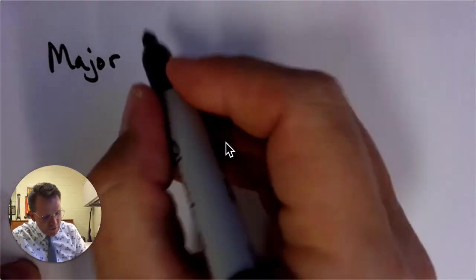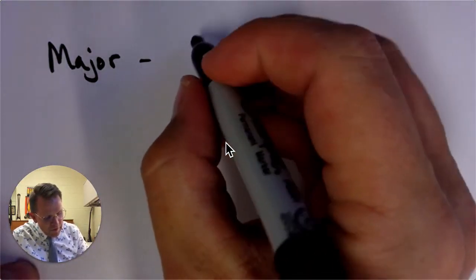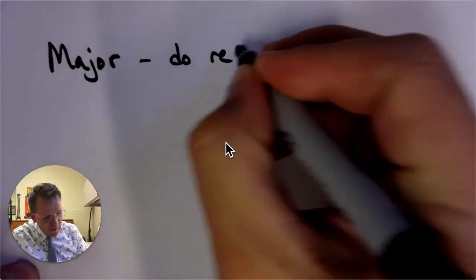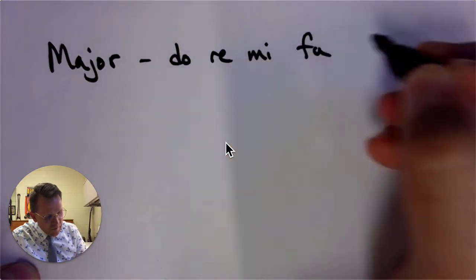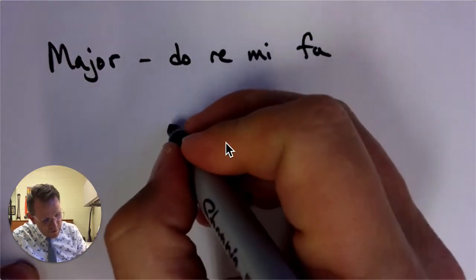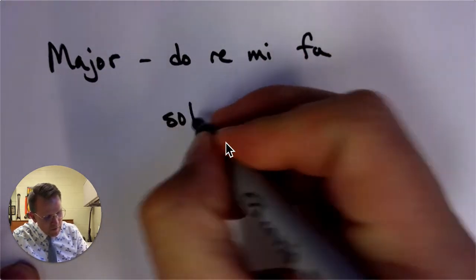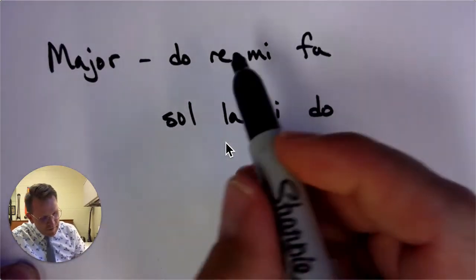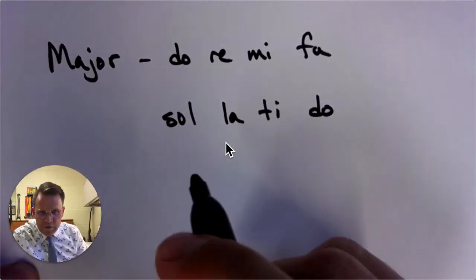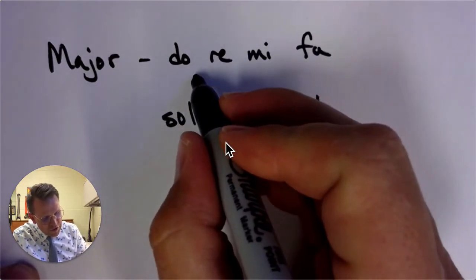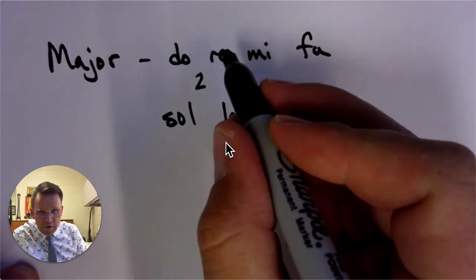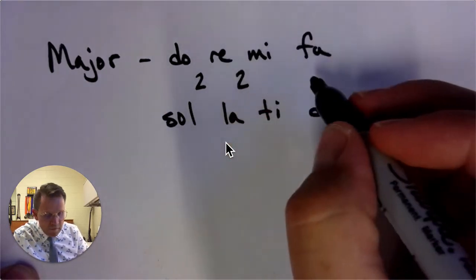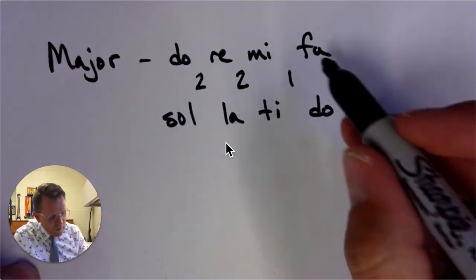And with the major tetrachord, remember that the solfege for that is do, re, mi, fa, or you have another option, which is sol, la, ti, do. But with both of these, as you look at the spacing between pitches, we have a relationship of two semitones between do and re, or sol and la, and two semitones from re to mi, and then a single semitone at fa.